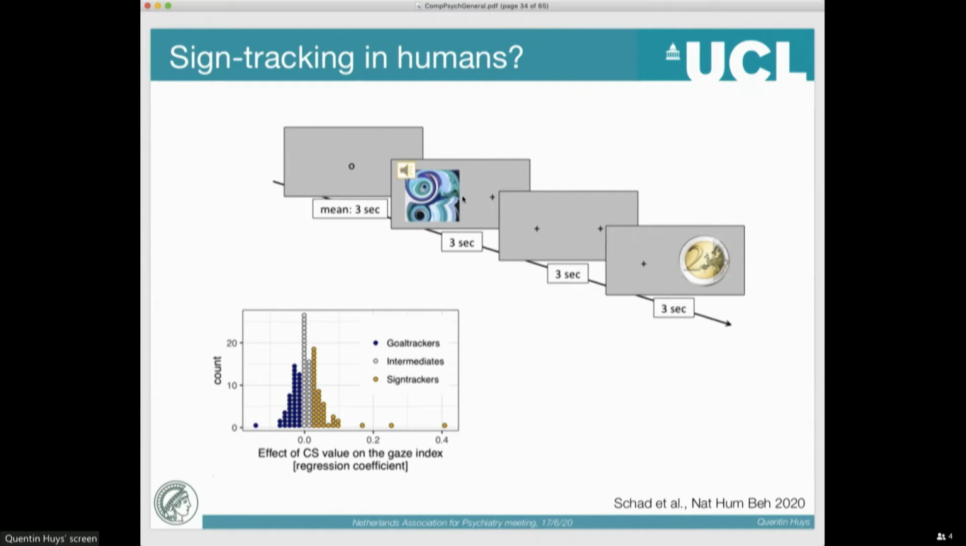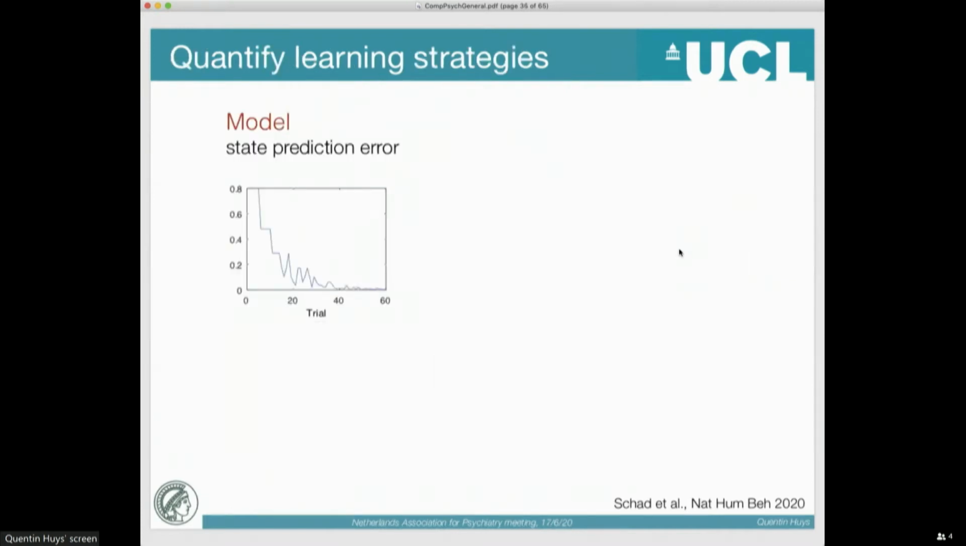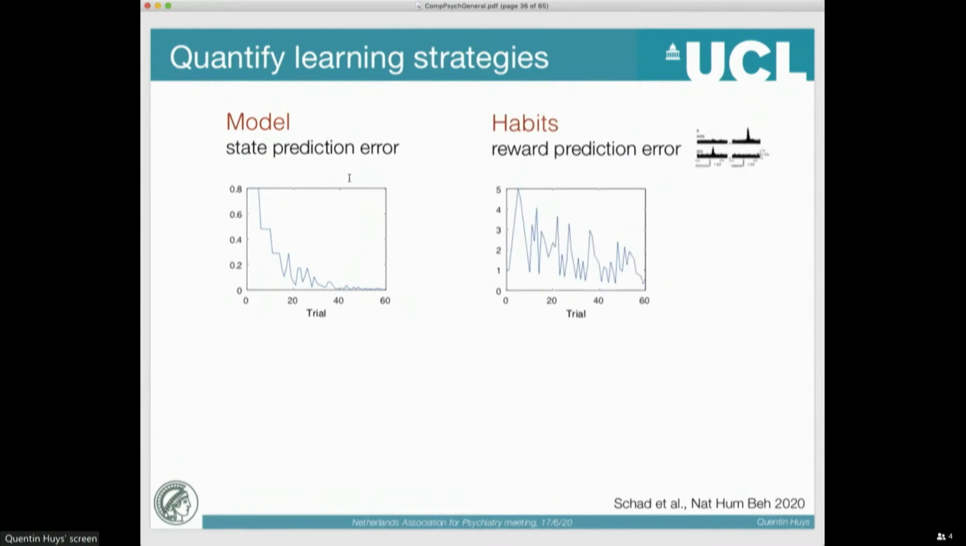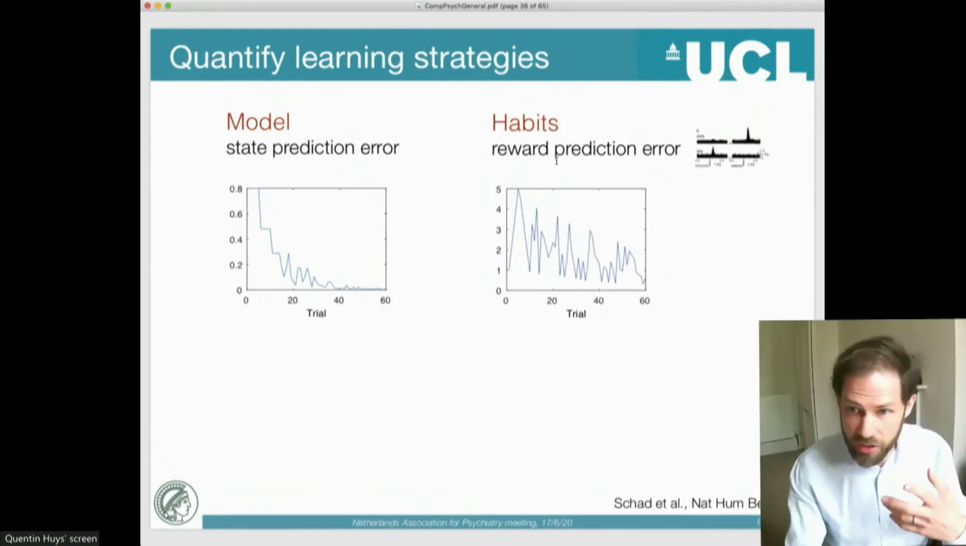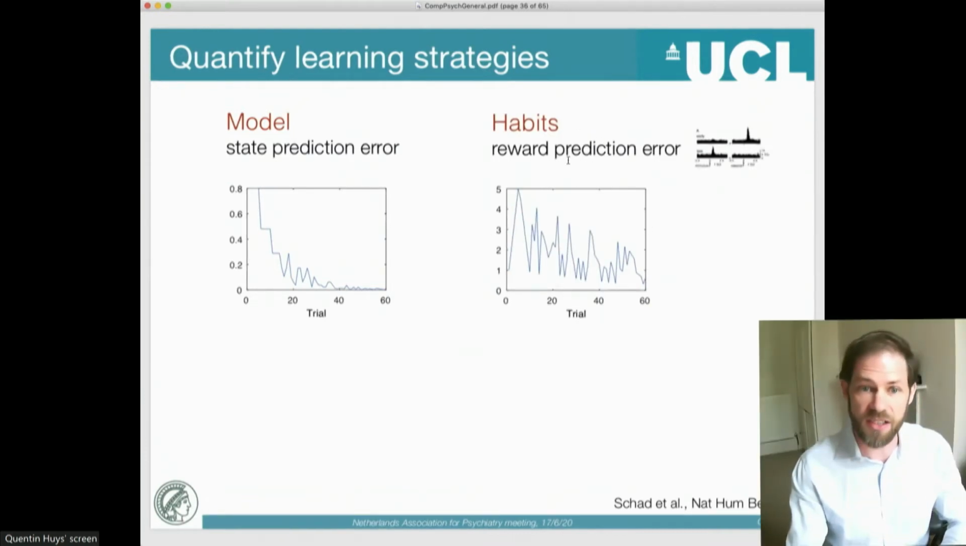We used goal tracking to look at whether they continued looking at the stimulus or whether they switched and looked at the place where the stimulus was going to appear. And now we used a computational model to try and disentangle what exactly these people learn. On the one hand, you can learn a model, and that relies on something called state prediction errors. On the other hand, you can learn habits, and that relies on a signal called reward prediction errors.